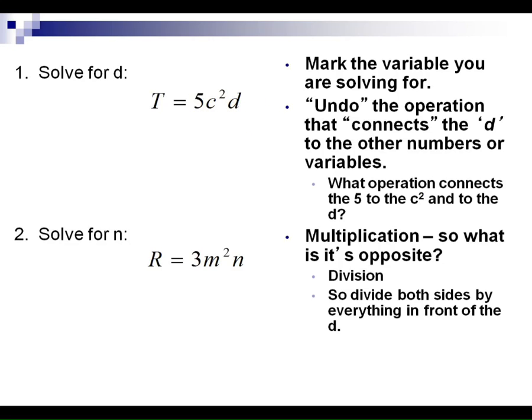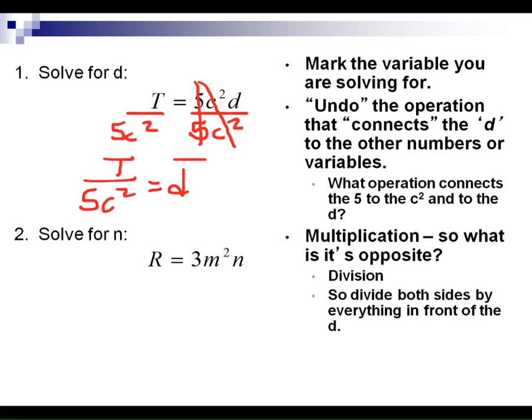So since that's one big multiplication problem, I can just undo all that multiplication by division. And since I want to leave the d right where it is, I'm going to divide by what's left. I'm going to divide by 5c squared, because those would divide out and those would divide out. And I'd be left with just the variable d on that side. What I do to one side of the equation, I have to do to the other. So I get t divided by 5c squared equals d.